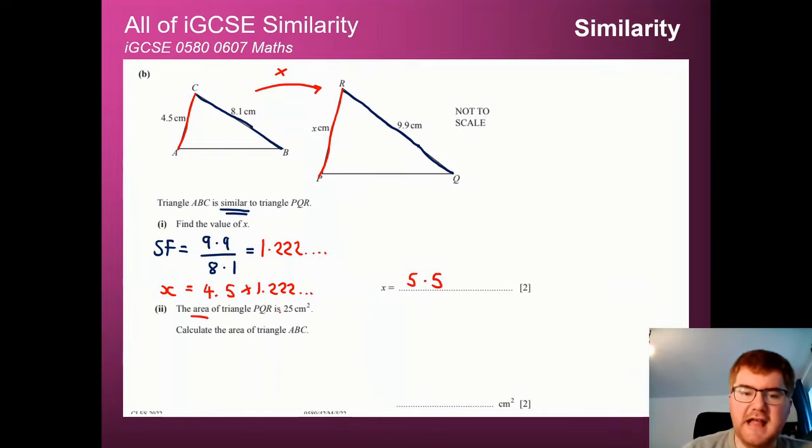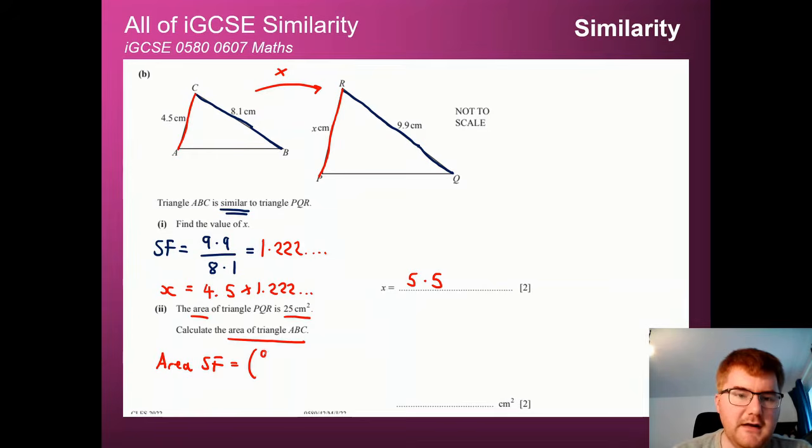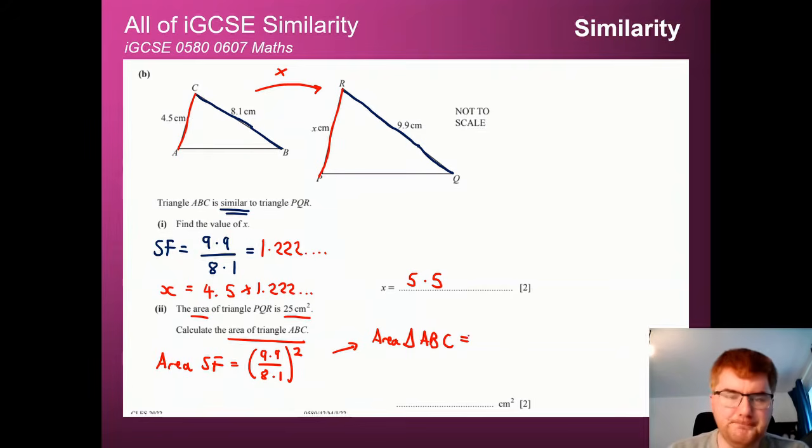So the first thing that comes to mind, area of triangle is 25 square centimeters. Calculate the area of triangle ABC. Okay, so we know the scale factor, but I see area in the question, so I want the area scale factor. So we take that fraction, 9.9 over 8.1, and we're going to square that. Now I'm not going to rush to my calculator straight away because we need that in another part of the question. We want to work out the area of triangle ABC.